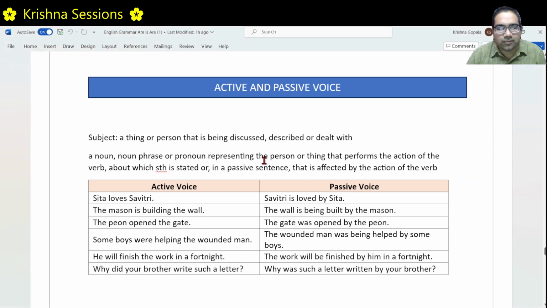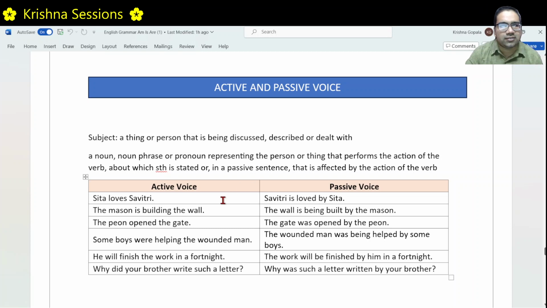Let us just revise what is a subject. A subject is a thing or person that is the main discussion in the sentence. What we are discussing about. About the subject, we tell some other things in a sentence. Every sentence must have a subject. It need not have an object. In some cases, there will be objects; in some cases, there will not be objects. But subject is mandatory.